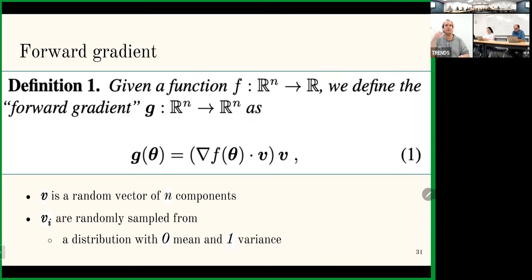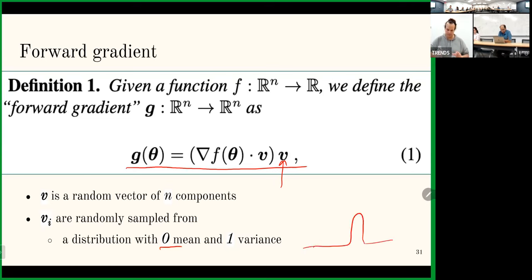It uses the forward mode of automatic differentiation, and it estimates the gradient as this expression. Here v is some random vector. Each component of v is sampled from a distribution with zero mean and unit variance, some kind of Gaussian.